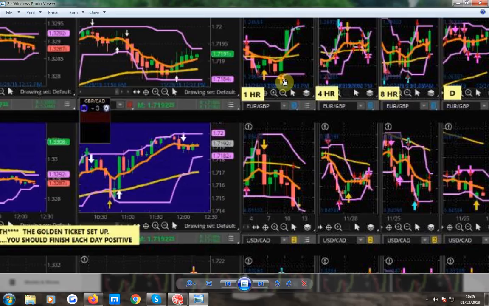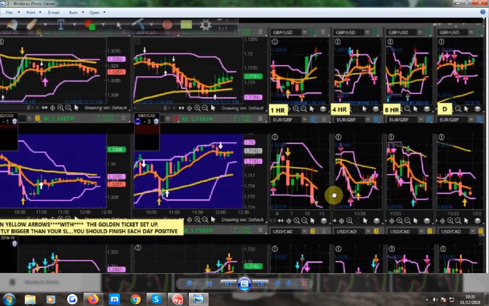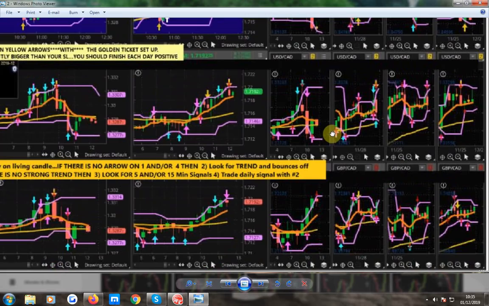So if you said to yourself that the GU looks up, and then you looked at the EG and you said, oh, well, this looks down off the daily orange line, that is confirmation that you may be right with your analysis of the GU. So let's have a look at the GCAD as well, because it has the GBP involved.